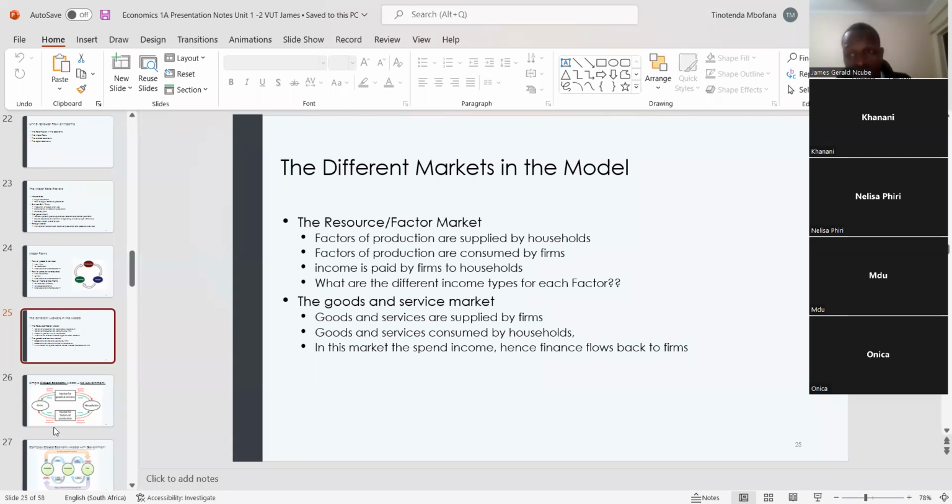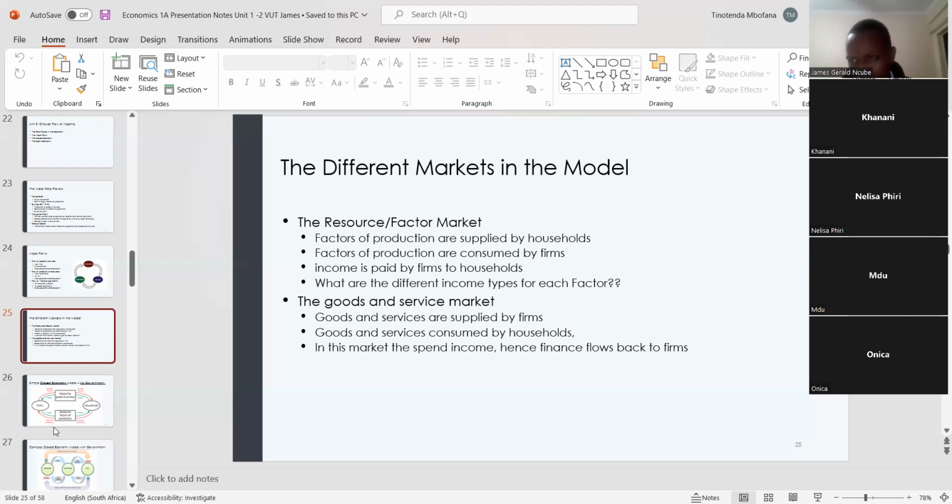In the form of wages or salaries. Because the household has supplied land, they will get income in the form of rentals. Because the household has supplied capital, they get income in the form of interest. Because the household has supplied entrepreneurial skills, they get income in the form of profit. So those are our four. Those are the four resources, and those are the four types of income that accrue to those resources. You should always know those things, right?